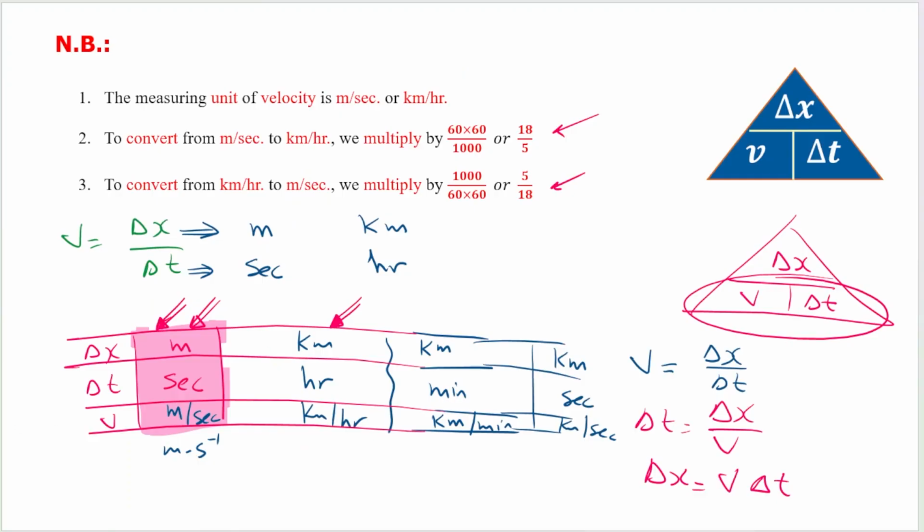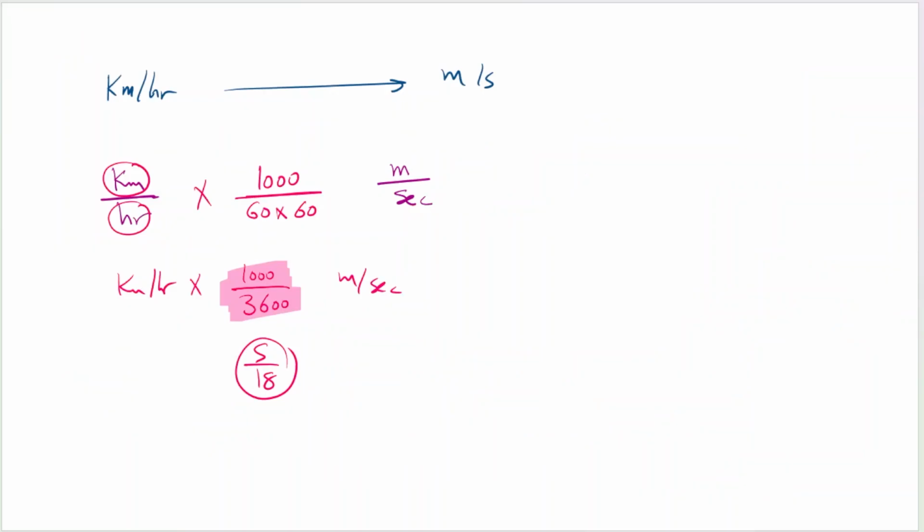So this is exactly the number that you can see. To convert from kilometer per hour into meter per second, you multiply by 1000 over 3600 or 5 over 18. What if you want to do the opposite? If you want to convert from meter per second into kilometer per hour, you can just divide by the same number, or you can just multiply by the reciprocal. Reciprocal means the multiplicative inverse. So it will be 18 over 5.